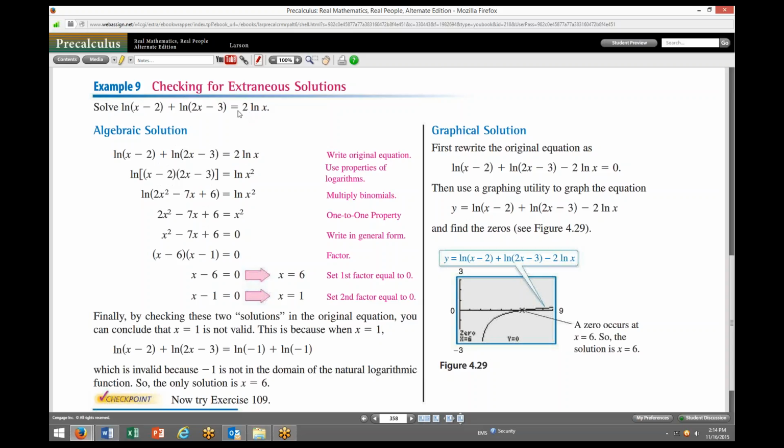And over here we have 2 times the natural log of 6. But once again, using this property of logs, the power property, we can put the 2 as an exponent on x, which is 6. So we're saying natural log of 6 squared, and 6 squared is 36. So yes, both sides turn out to be natural log of 36 equals natural log of 36. Perfectly fine. 6 is a valid solution, and it's the only valid solution.